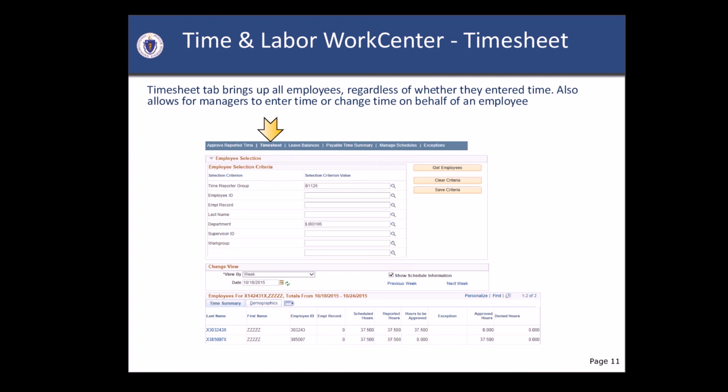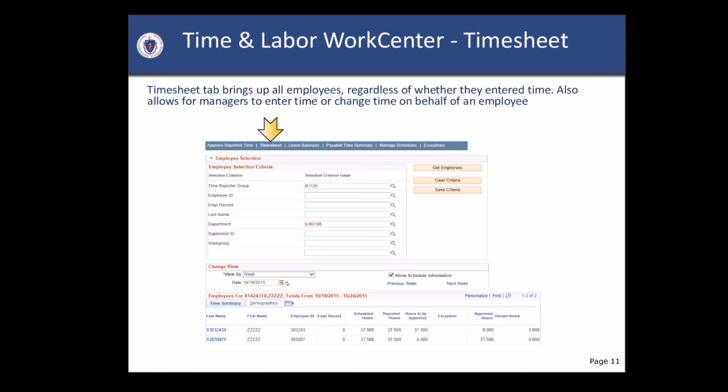So some people like using the time pending reported time. Now, if you as a time approver are also doing a lot of data entry and you're entering time for your employees, I would suggest that you go to the timesheet view. The timesheet view is going to bring up a list of all of your direct reports, regardless whether they have entered time. So you can actually go through an alpha list of all of your employees.